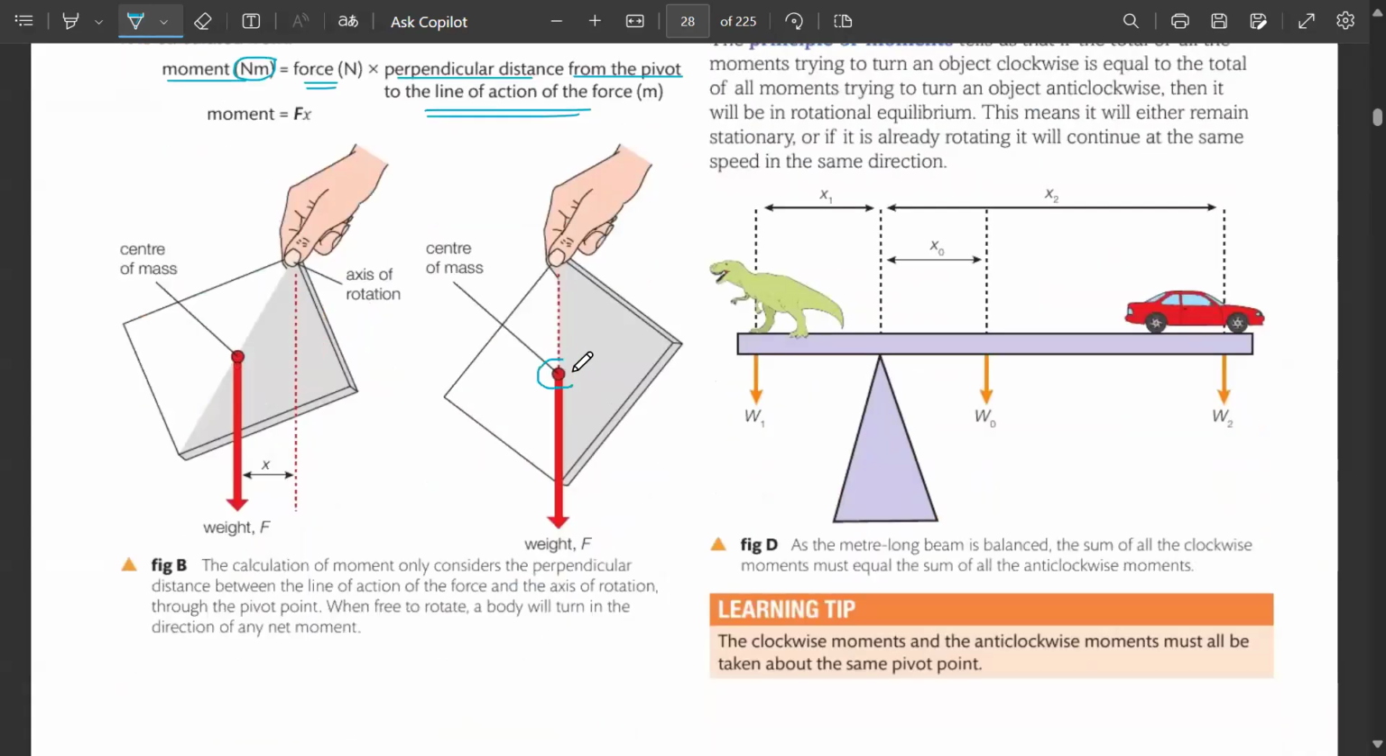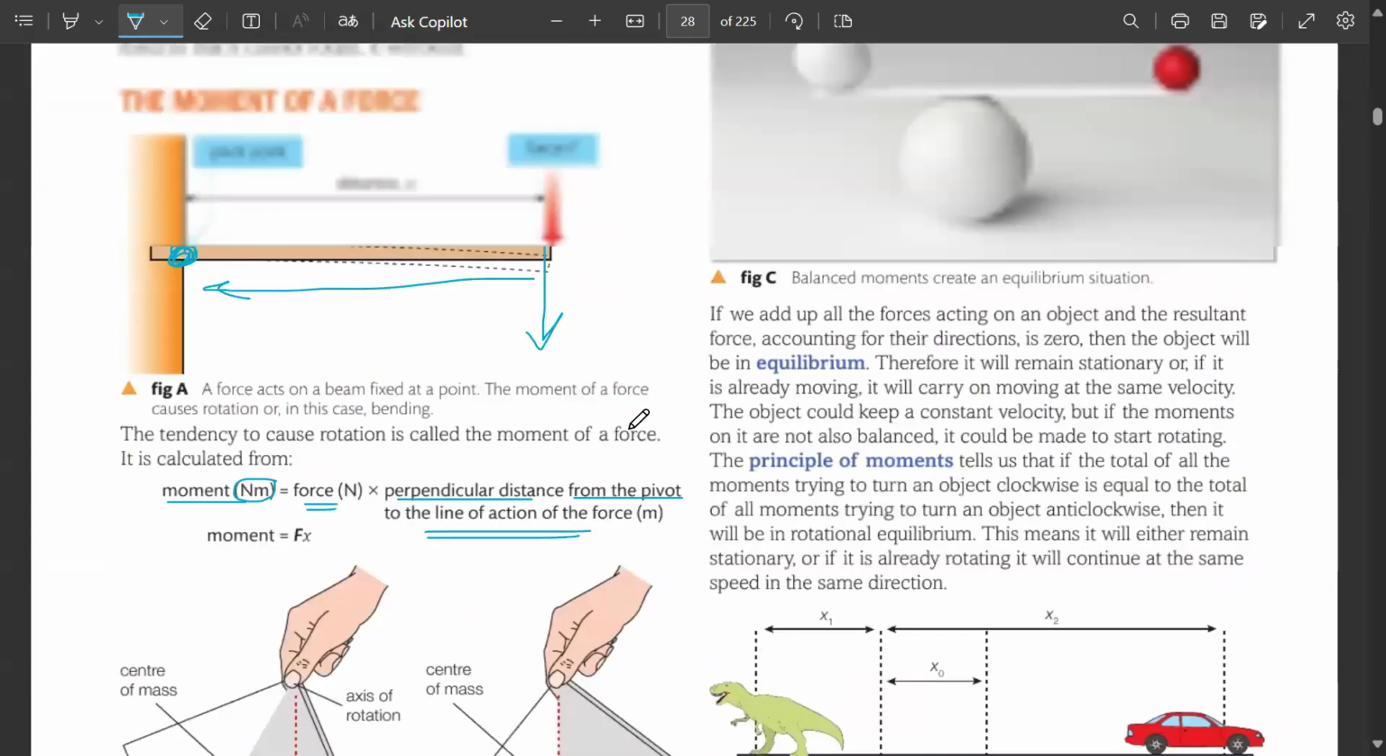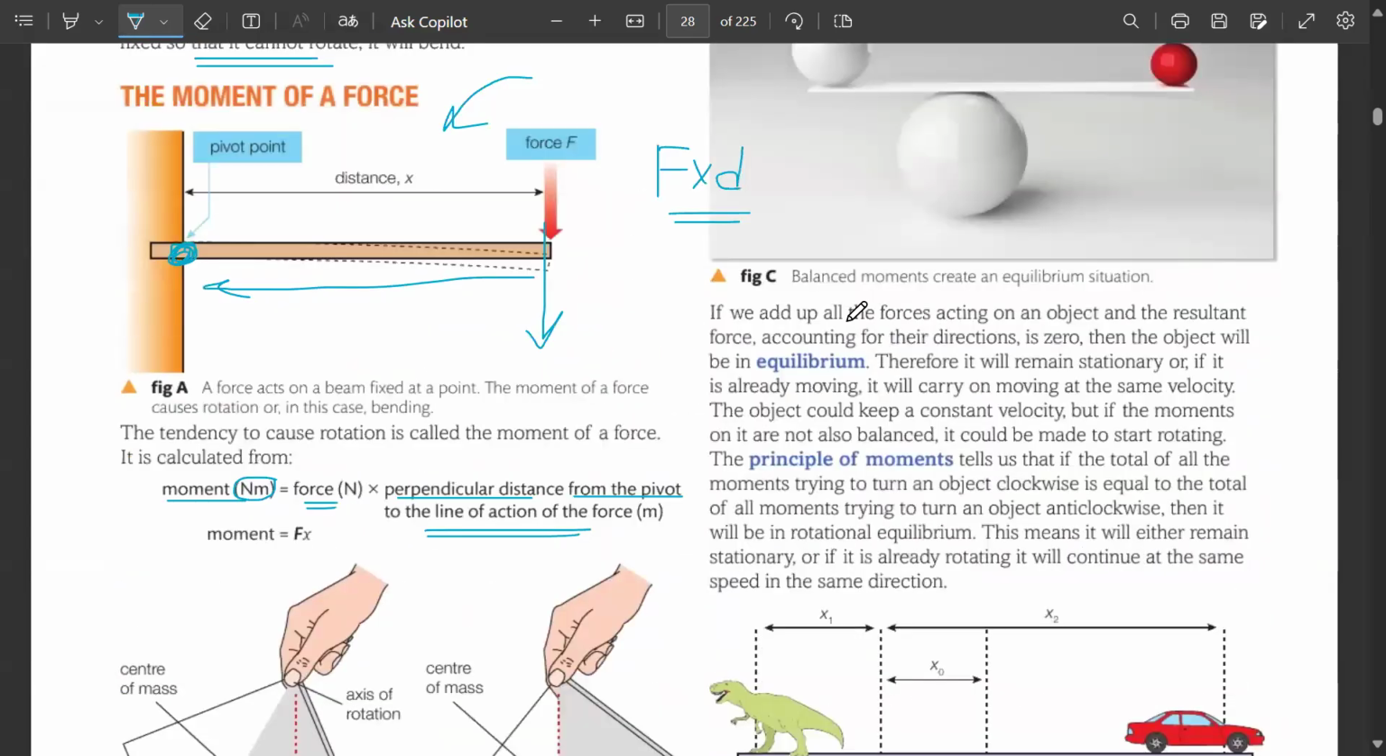Here you can see this point. A point is always present in any object. It can be called the center of mass, or you can also call it the center of gravity. How do we define it? It's the point where all the weight of an object seems to be acting. And if we add up all the forces acting on an object and the resultant force is zero, we say that the body is in equilibrium.